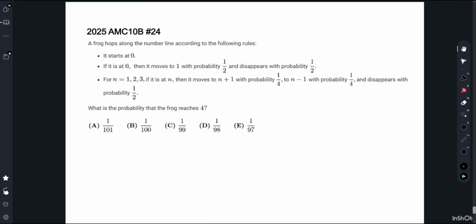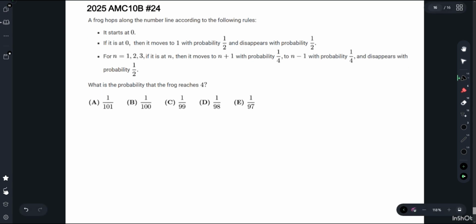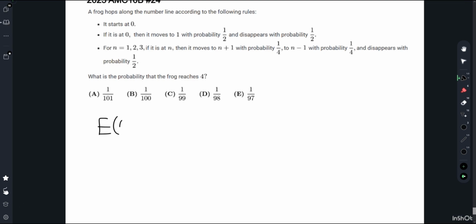AMC10B Problem 24. A frog hops along the number line according to the following rules. It starts at 0. If it is at 0, then it moves to 1 with probability 1/2 and disappears with probability 1/2. For n equal to 1, 2, 3, if it is at n, then it moves to n plus 1 with probability 1/4, to n minus 1 with probability 1/4, and disappears with probability 1/2. What's the probability that the frog reaches 4? Let's use expected value. The expected value of 0 is going to equal 1/2 of the expected value of 1, since there's also a 1/2 chance it disappears, which would be 0.